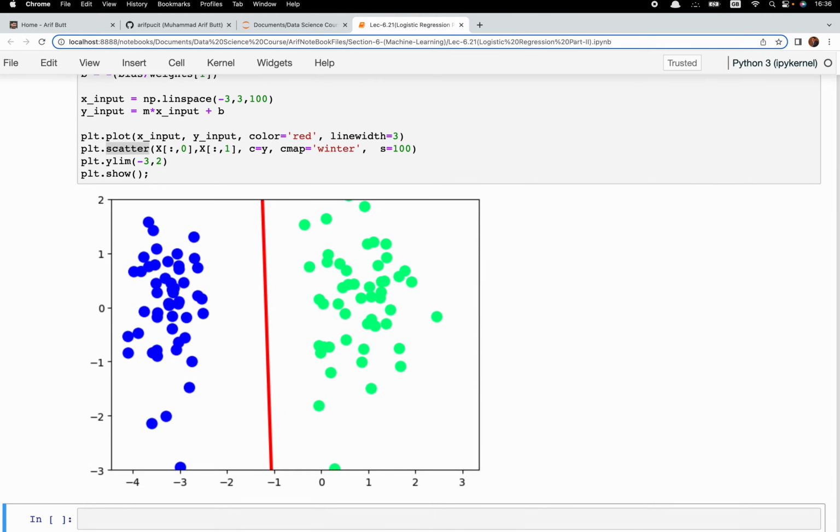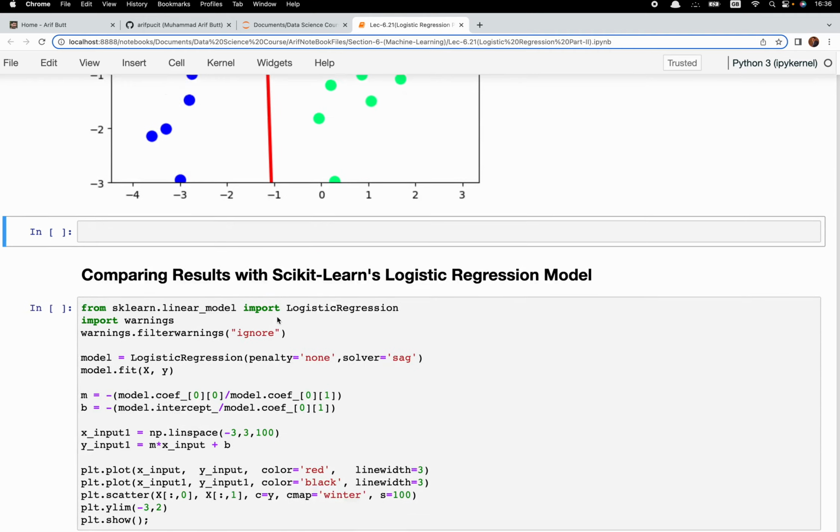Great. So this red line is the decision boundary that we have drawn using the gradient descent method, and this is of course a good separation of these two classes. Now one last thing is that we want to compare this decision boundary with the one that is given to us using the Scikit-Learn's logistic regression model. So let's move ahead.